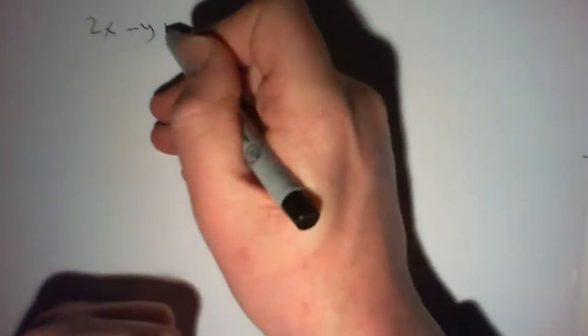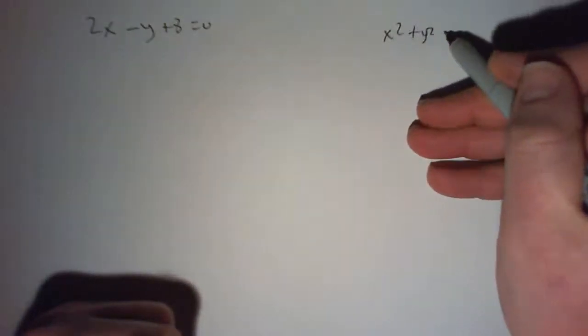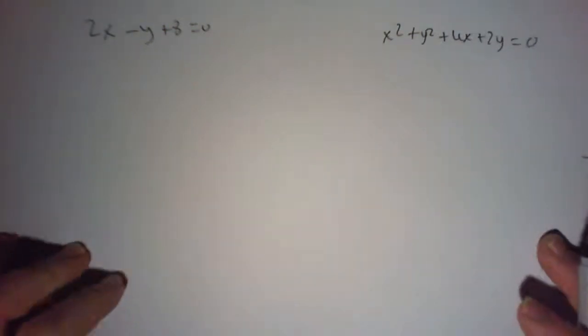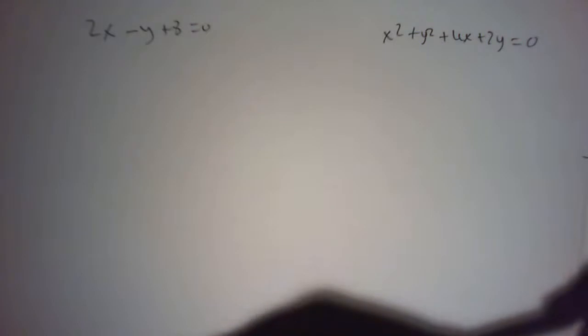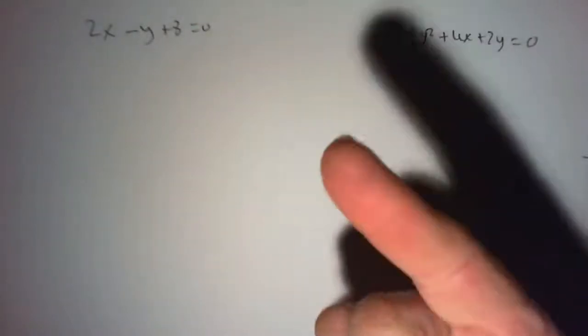So let's try 2x minus y plus 8 equal to 0, and let's do x squared plus y squared plus 4x plus 2y equal to 0. Okay, so I'm going to do a 3-to-1 pause on this one. I want you to give it your best shot. There's a little kick in the tail of this one. 3, 2, 1, go.